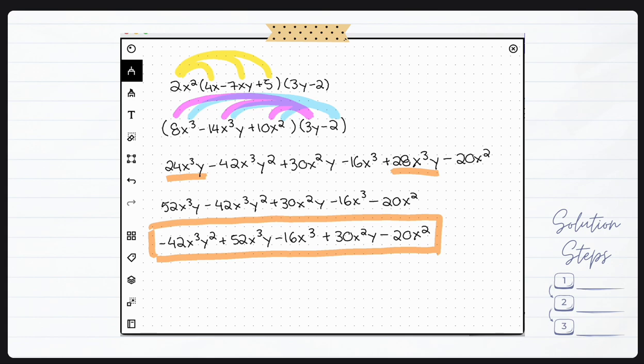So again, take your time, be really careful about those small calculation errors. I've corrected my answer now, so this is actually my final answer.